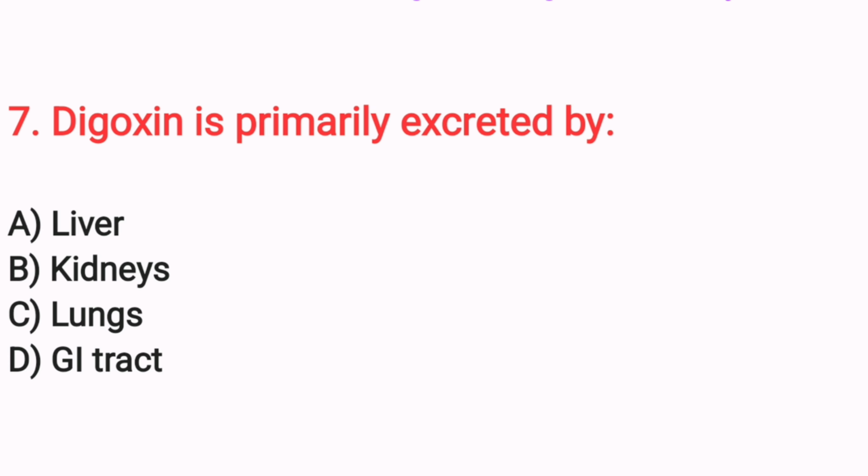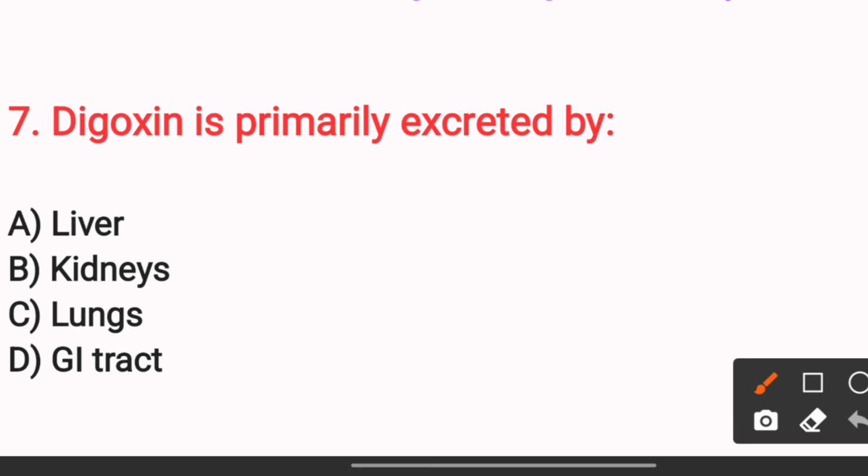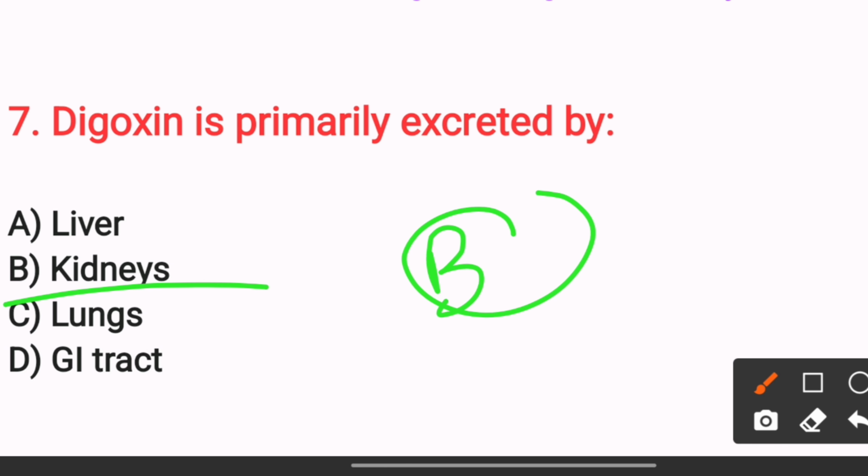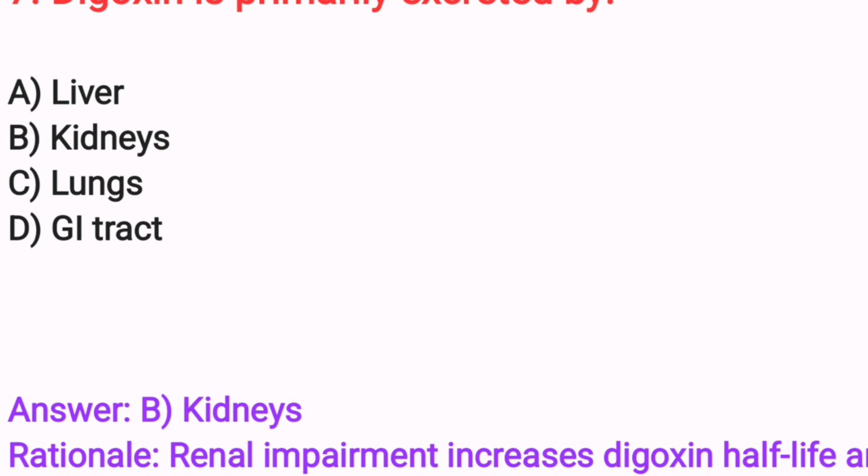Next, digoxin is primarily excreted by: option A, liver. Option B, kidneys. Option C, lungs. Option D, GI tract. The answer is option B, kidneys, because kidney impairment increases the digoxin half-life and the toxicity risk. So the answer is option B.